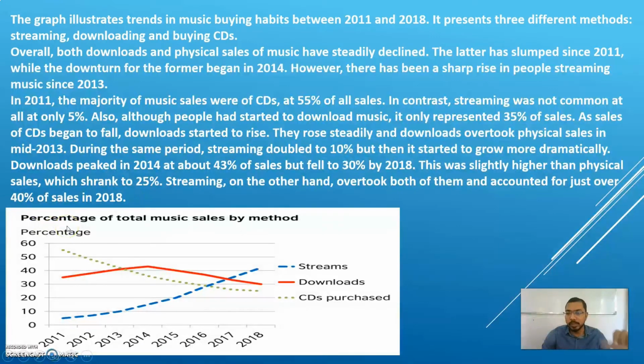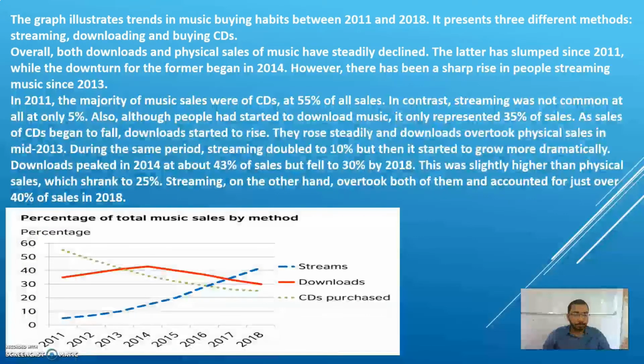Now, what is this? First, we'll see the diagram. Percentage of total music sales by method. How do music companies sell their music? The blue line is for live streaming, the red line is for downloads, and the green line is when you purchase a CD and listen to it. The x-axis, the horizontal one at the end, shows you various years, 2011 to 2018, and the y-axis, which shows you the percentage of sales, is from 0 to 60%.